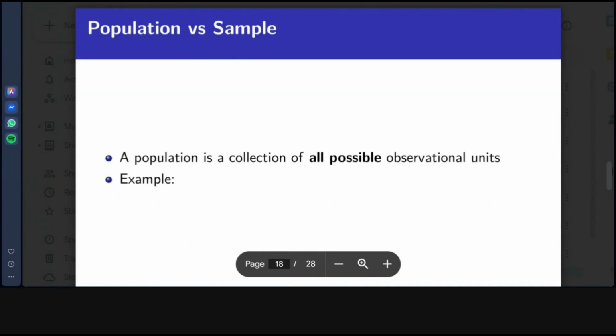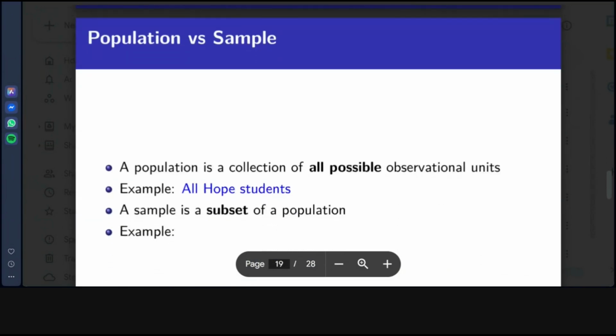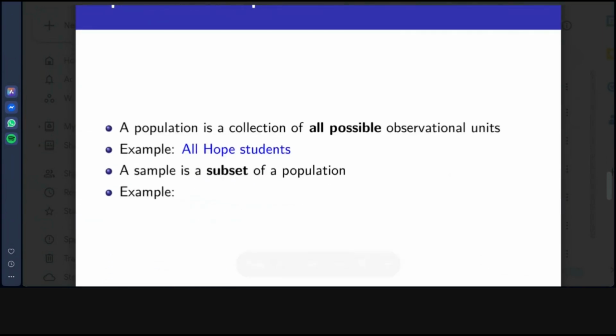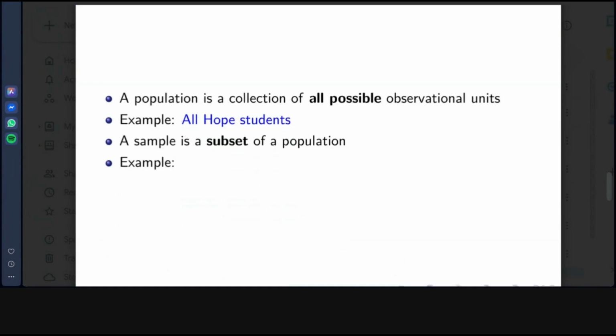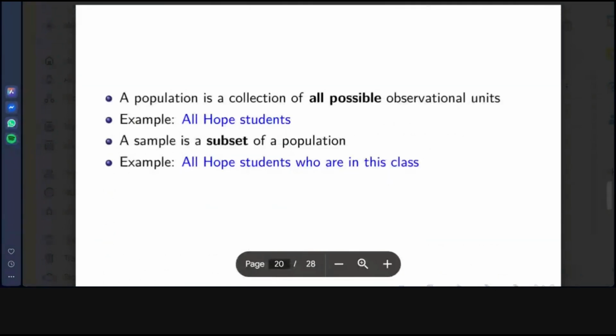A few more definitions. What's a population? By definition, a population is the collection of all possible observational units. So here's a simple example. All Hope students is a possible population, right? It's the complete collection of every Hope student. A sample is any subset of a population. So the natural one would be all Hope students who are in my class, in this class, would qualify to be a sample because it's a subset of the population.